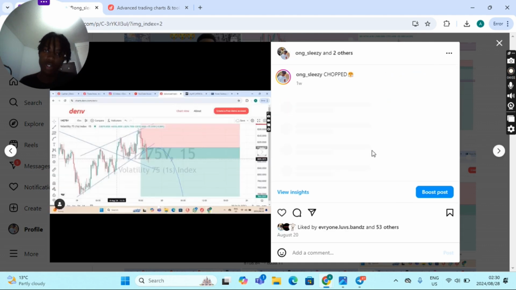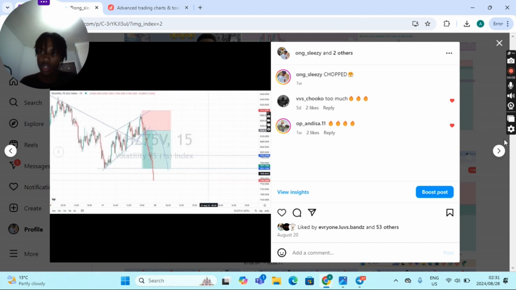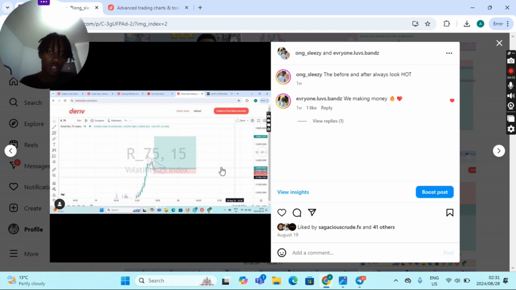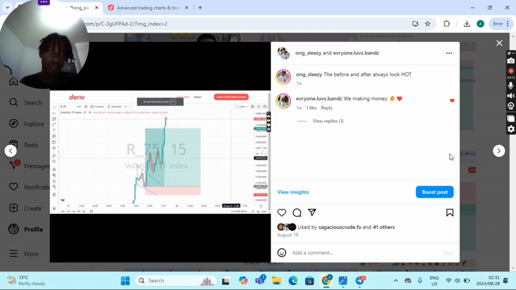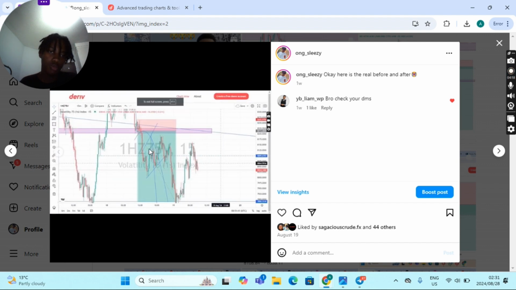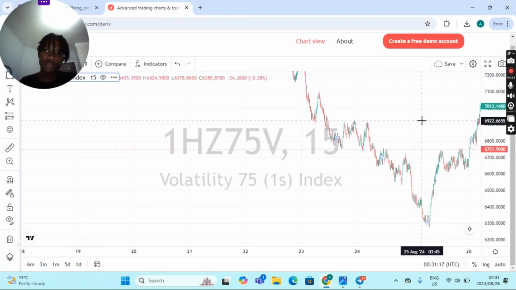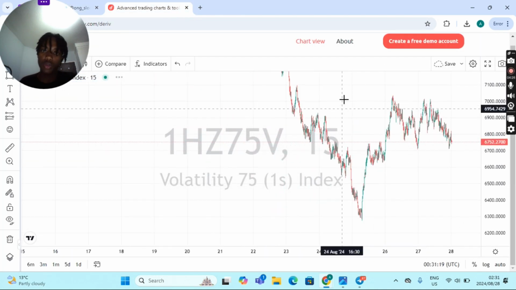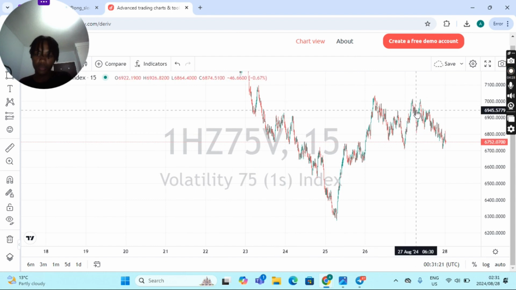Okay, these are just profits. We had the same thing, consolidation, and then we broke to the downside, boom, straight to TP. Consolidation, broke to the upside, boom, straight to TP. And here we wanted to go down, and boom, straight to TP. There was that consolidation. And now let us look at the types of trades we're looking at, right?